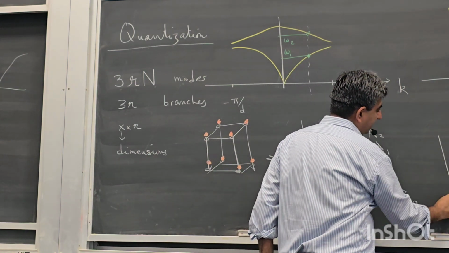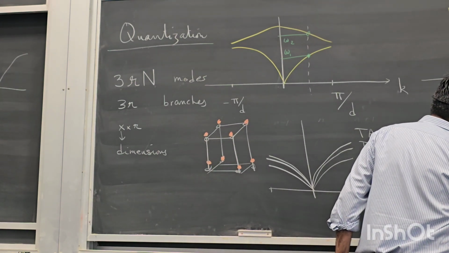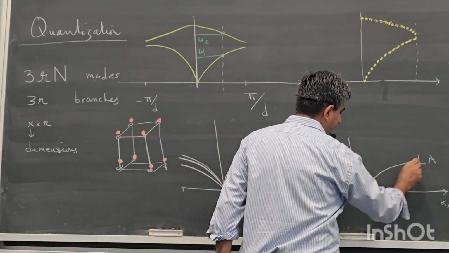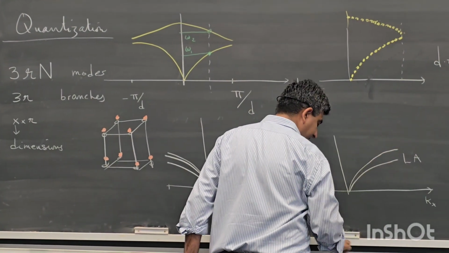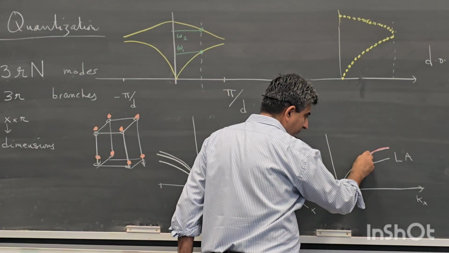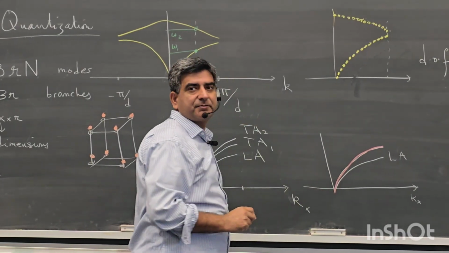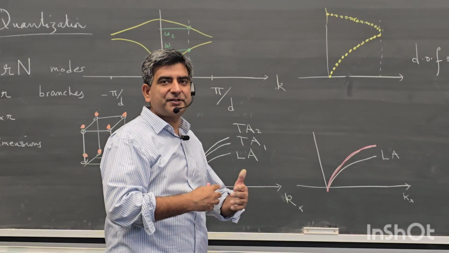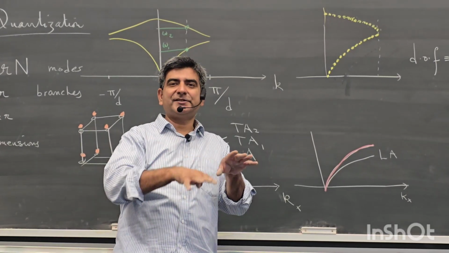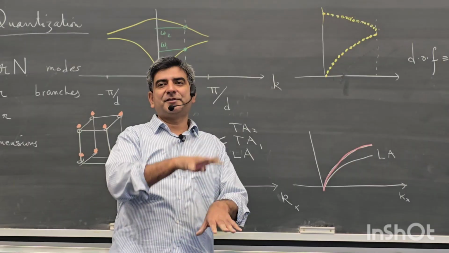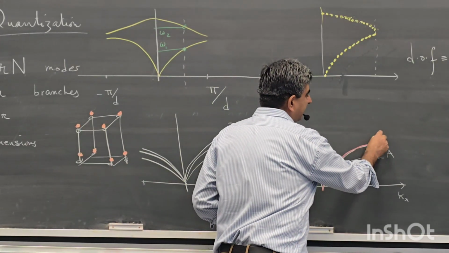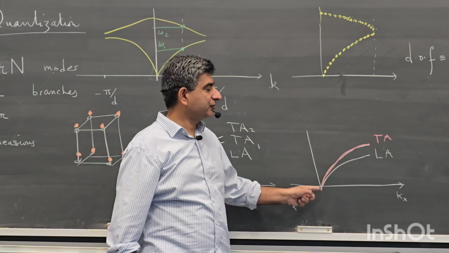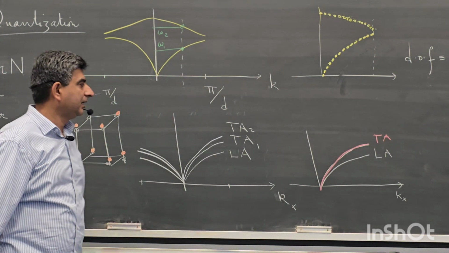It's also possible that you have a longitudinal branch and the 2 transverse branches, they kind of superimpose on one another. They have the same dispersion relationship. So they are degenerate. So along a high symmetry direction, it's very likely that there is no distinction between the 2 transverse acoustic branches. So it appears in a dispersion relationship that there are 2 branches, but in fact there are 3, because 2 of them are degenerate.